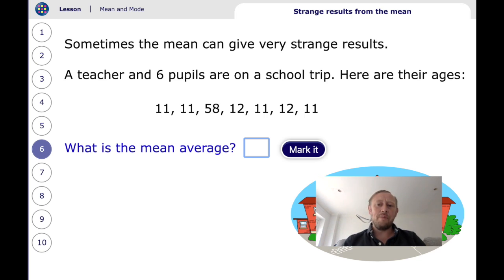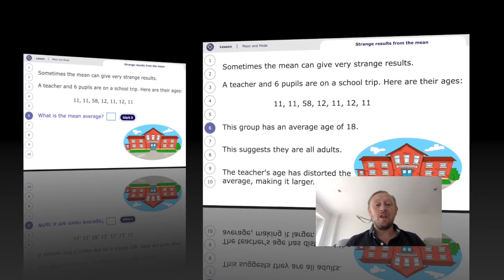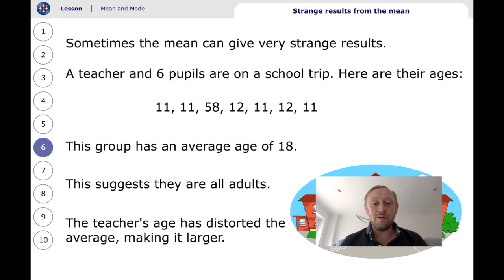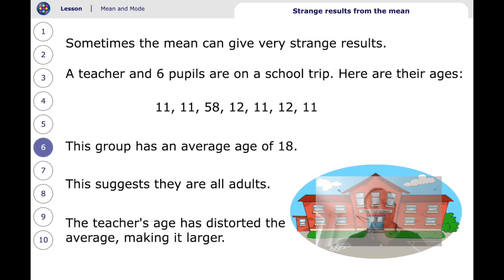Now if you add those all up and calculate the mean average, you end up with the age 18, which suggests that everybody on the trip was an adult, which obviously is not the case because there's only one adult on the trip, the teacher. The other people on the trip are all children, 12 or younger. So you do have to be a little bit careful with the mean sometimes, in that you can get odd results.